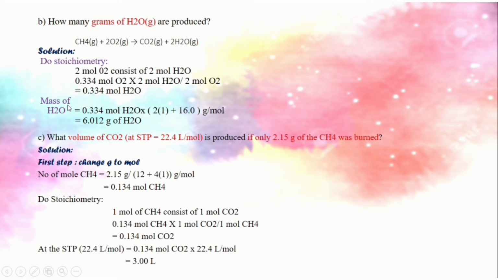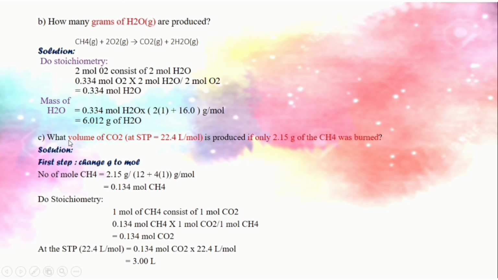Now we want to calculate the mass of H2O, so we multiply by the molar mass, which is 2 times 1 plus 16. So for the mass of H2O, we got 3.012 gram. So this is the answer for question B.